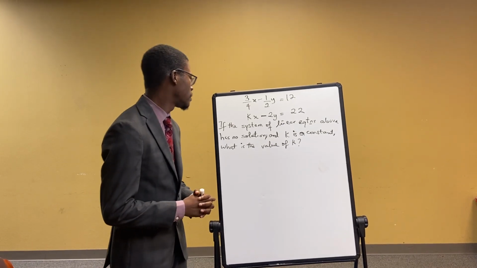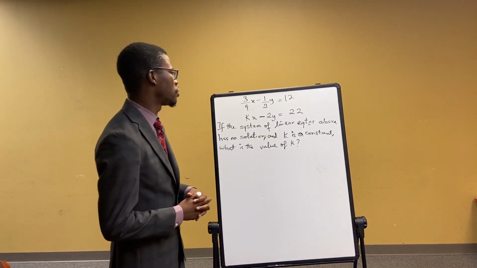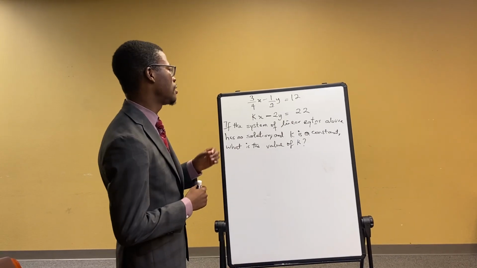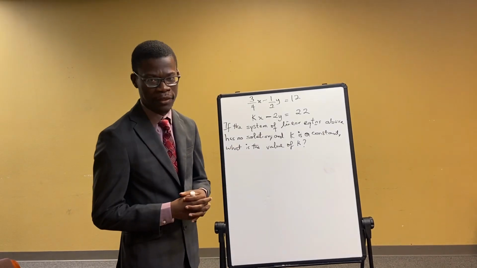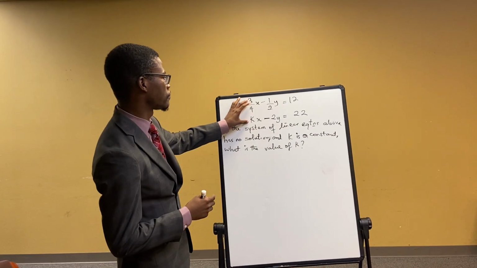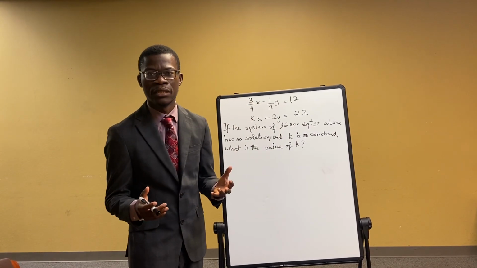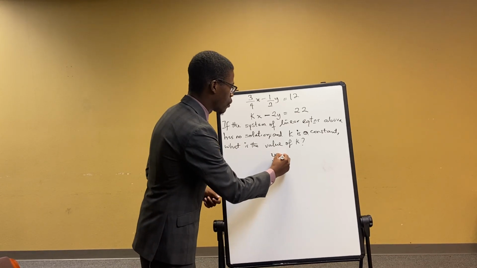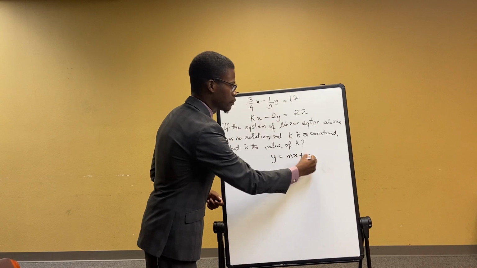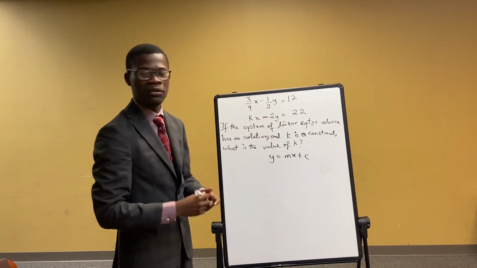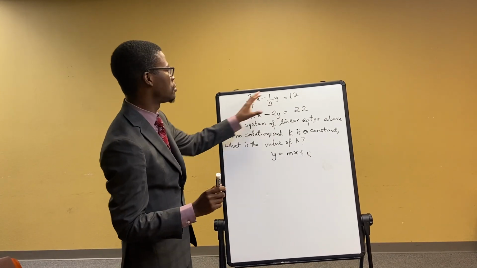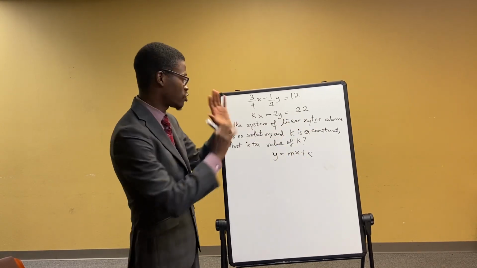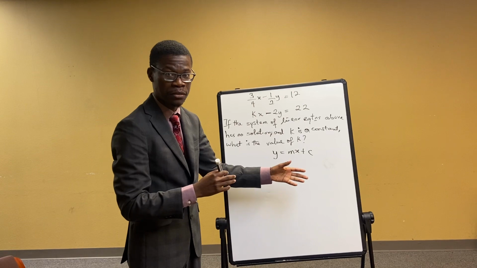Today's question says, if the system of linear equations above has no solution and k is a constant, what's the value of k? So we have these two equations up here. Now, what is the formula for a linear equation? Given by y equals mx plus c, right? So let's first write these two equations in this form, because it's a linear equation.